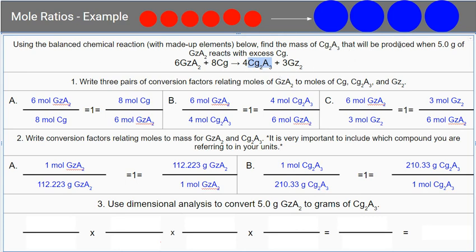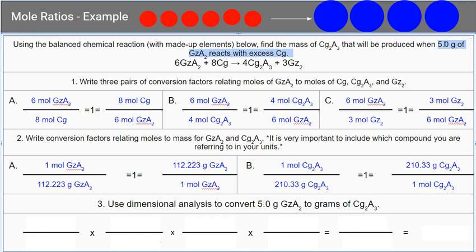So what mass will be produced when 5 grams of GZA2 reacts with excess Cg? Now, what does excess Cg mean? It just means that you're adding enough Cg so that all 5 grams of the GZA2 reacts, right? We actually don't know how many moles that is. We're going to find that out in a second. So the problem is just saying you're completely reacting the 5 grams of that compound. All right. And so the excess Cg just says you have enough to completely react it.